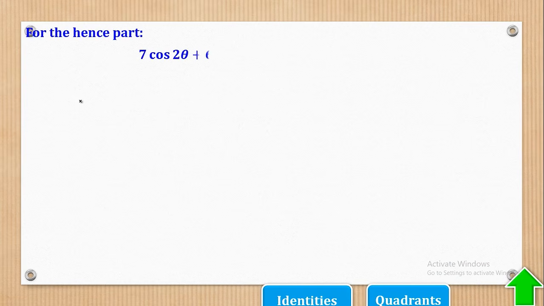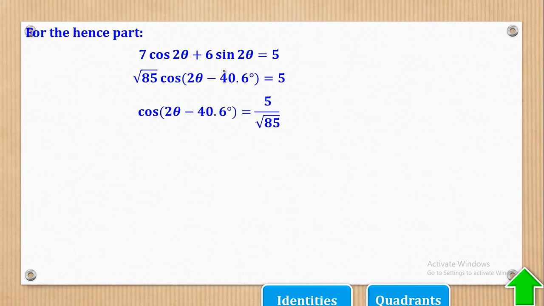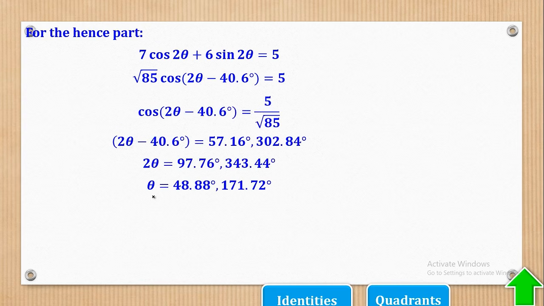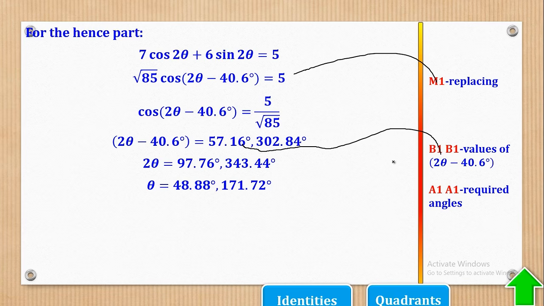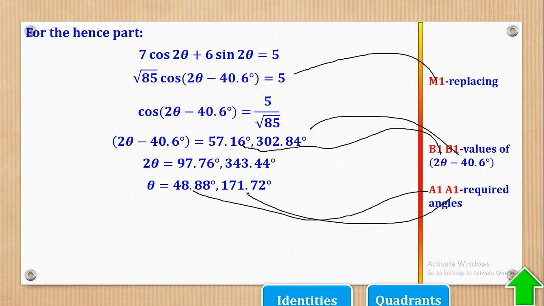So now we shall go to the hence part. For the hence part, we are given this equation, so we shall remember that the whole of this is equal to that. Therefore, when I make cos the subject, it will be that, and when I make the angle the subject, it will become that. When I make theta the subject, the values will be that. So basically, that's what they wanted. So M1 for this replacement, B1 for this first value, another B1 for the second value, A1 for this value, and another A1 for this other value.